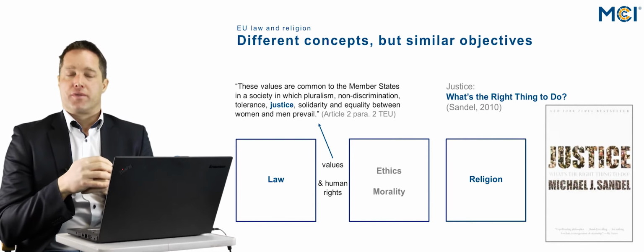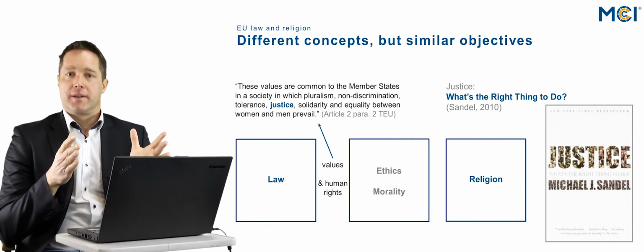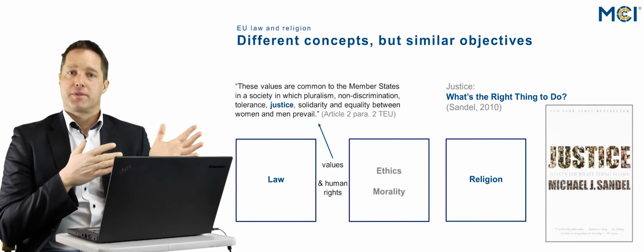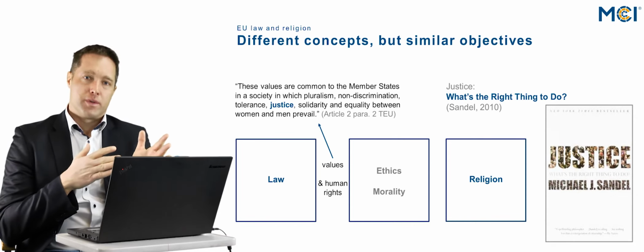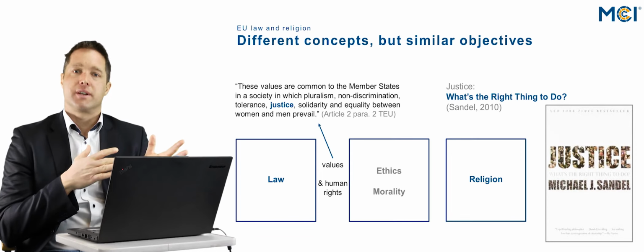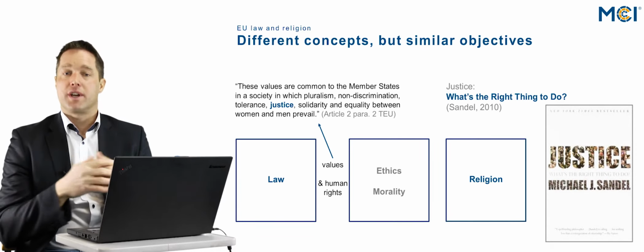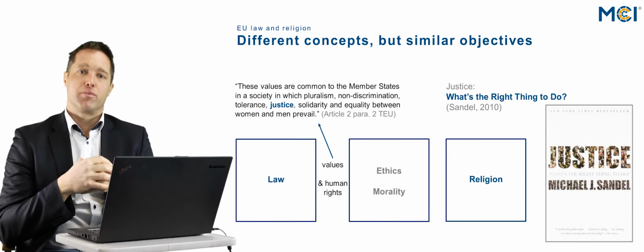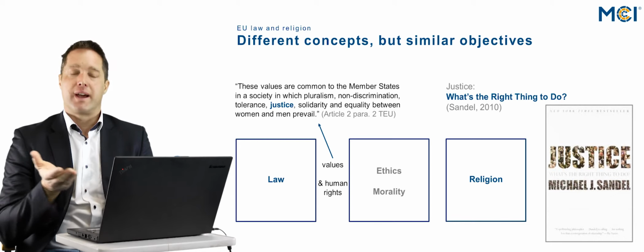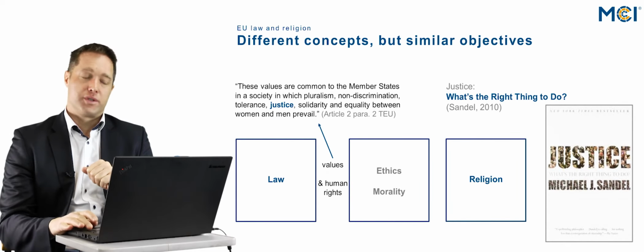As you already know from other micro lectures, in the end, all those concepts, so law, values or justice, ethics, morality, also religion, try to answer how humans should behave, how they should not behave. So that's an underlying objective of all those different fields.